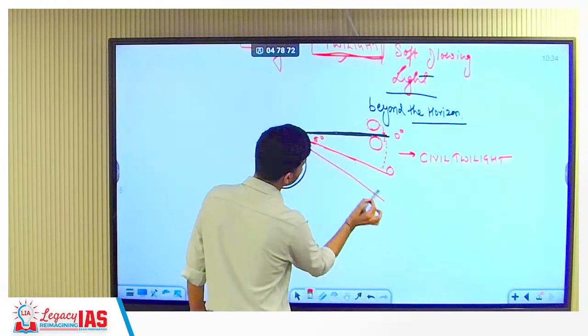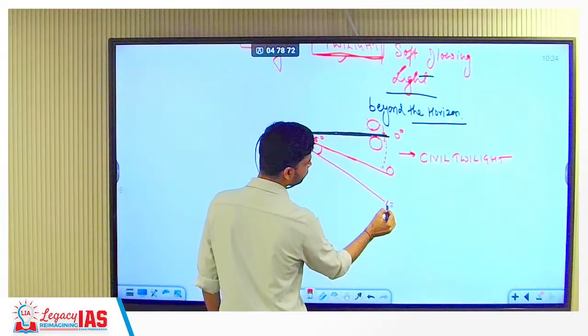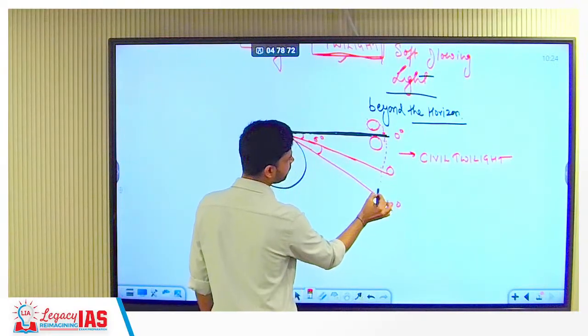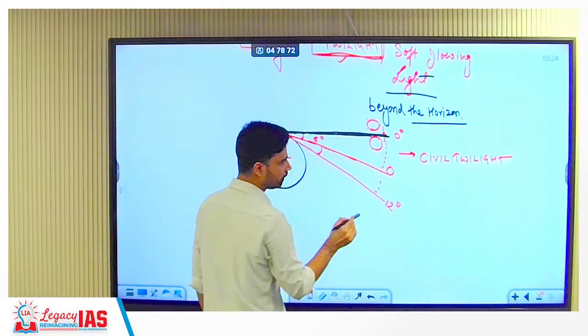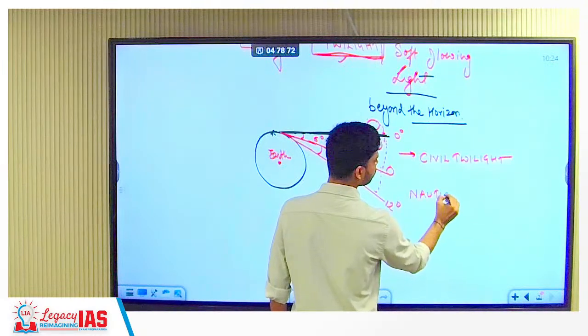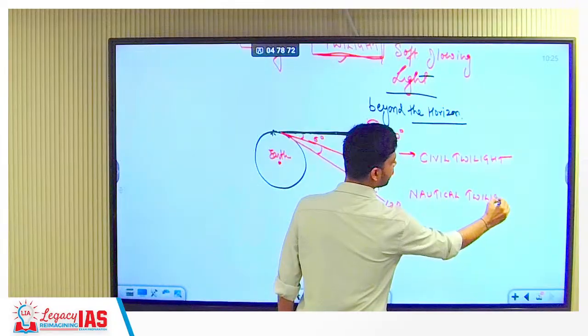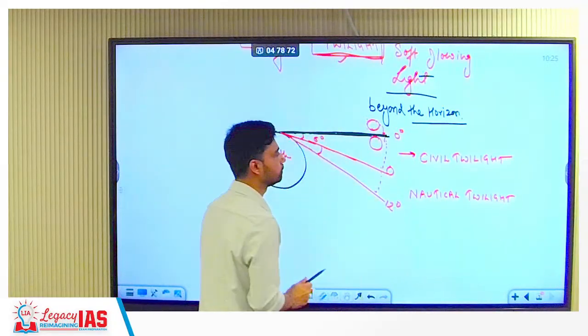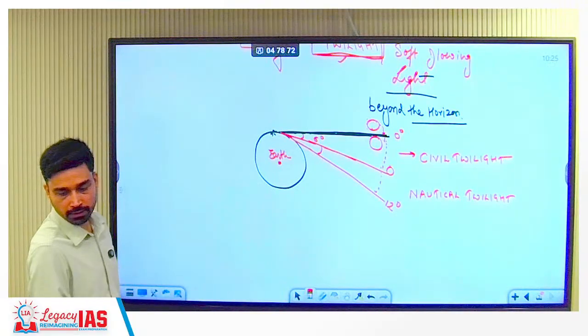The time will come when the sun goes from 6 degrees to 12 degrees, in this area. So when the sun is between where and where? From 6 degrees to 12 degrees. That is the other type of twilight, which we refer to as nautical twilight. Civil twilight, and we have nautical twilight.